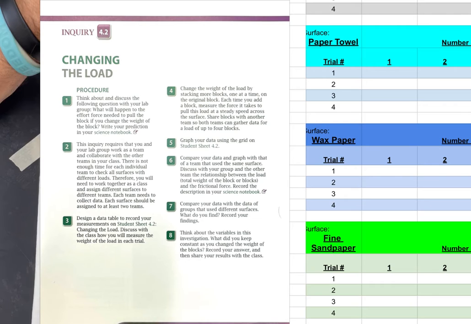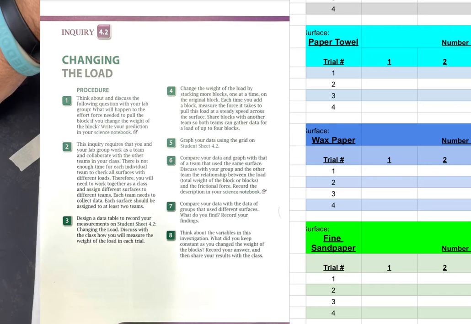All right, so number 1, under the procedure for 4.2. In your science notebook, answer this question. Think about and discuss the following with your lab group. What will happen to the effort force needed to pull a block when you change the weight of a block? Make a prediction in your science notebook. All right, if you need more time, pause.